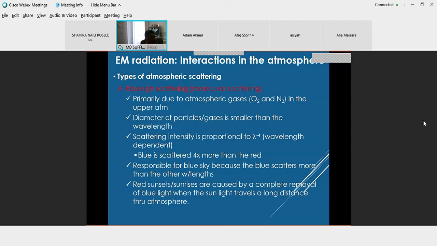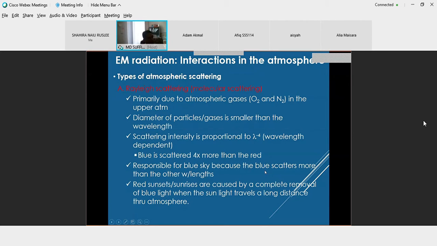So kalau kita tengok kat situ, dia punya scattering intensity is proportional to wavelength kuasa negatif 4. So kalau contohnya dia scatter 16% at blue, it will scatter 4% at green wavelength. Dia 4 kali lebih tinggi pada shorter wavelength.